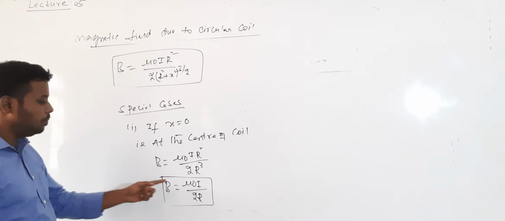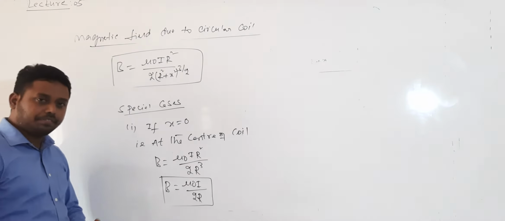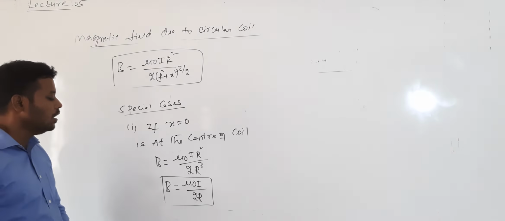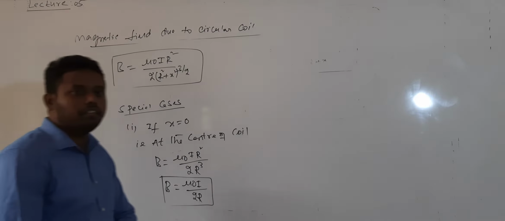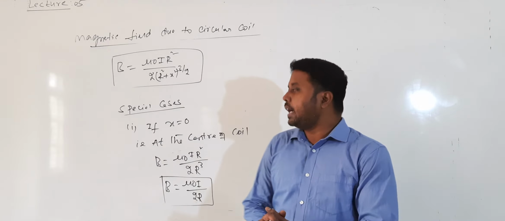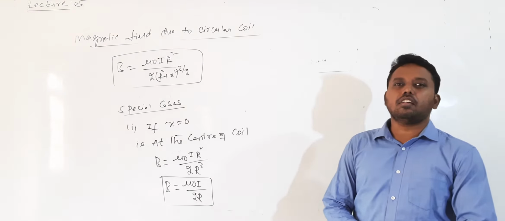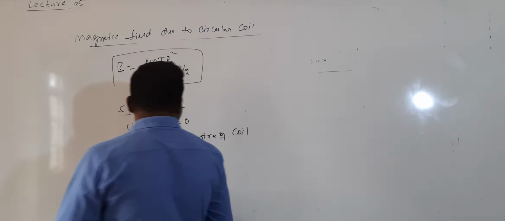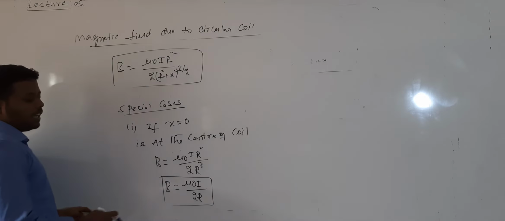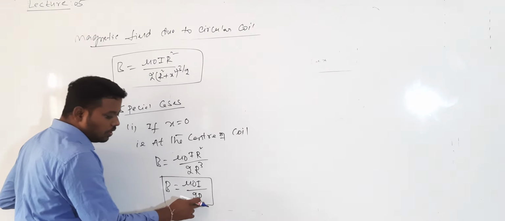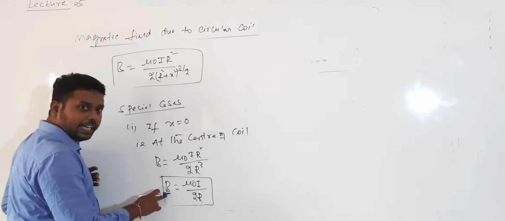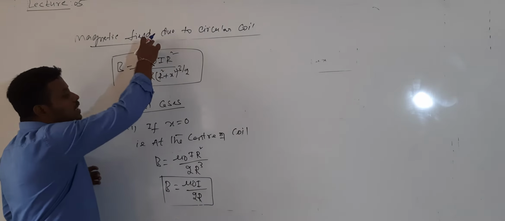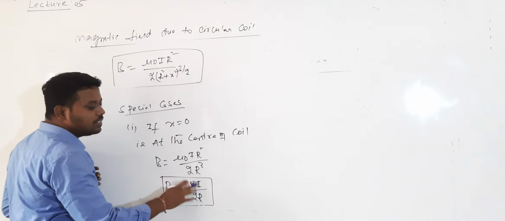The expression for the magnetic field at the center of the circular coil is B = mu naught I divided by 2r. Very important derivation. Here the denominator is smaller, so the B value is greater. The magnetic field due to a circular coil is maximum at the center.